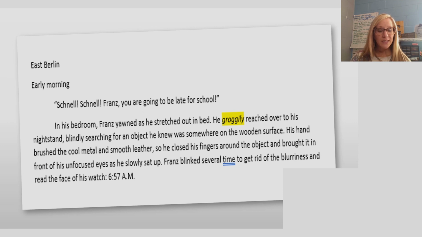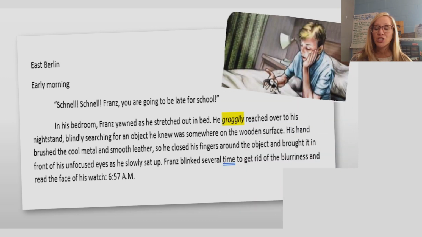We start East Berlin, early morning. Schnell, schnell, Franz, you are going to be late for school. In his bedroom, Franz yawned as he stretched out of bed. He groggily reached over to his nightstand, blindly searching for an object he knew was somewhere on the wooden surface. His hand brushed the cool metal and smooth leather, so he closed his fingers around the object and brought it in front of his unfocused eyes as he slowly sat up. Franz blinked several times to get rid of the blurriness and read the face of his watch, 6:57 a.m.